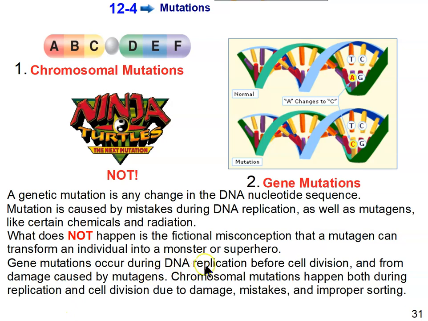Gene mutations occur during DNA replication, so we're talking specifically about gene mutations here, when the nucleotides change. And that happens before cell division, before cells divide, and from damage caused by mutagens, of course. For example, ultraviolet radiation will cause changes in the nucleotide sequence, in nucleotides. Chromosomal mutations happen both during replication and cell division. Mostly cell division, though. So we're talking about chromosomal mutations here, where whole pieces of chromosomes are changed.